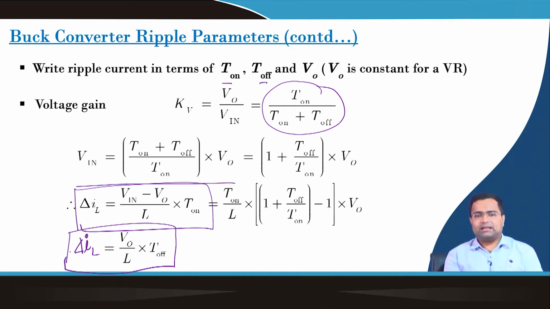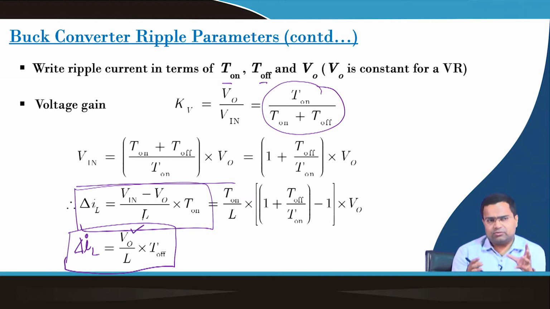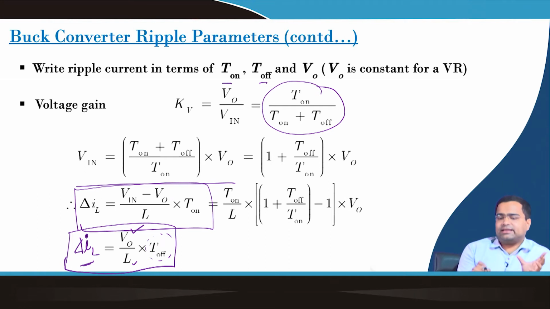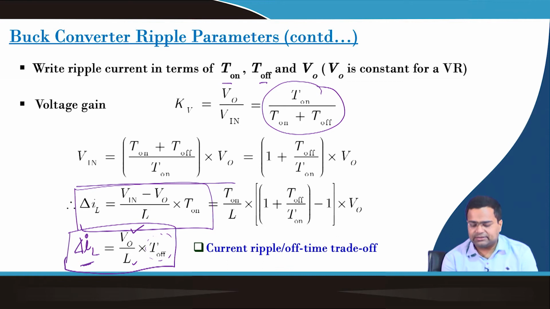So, this can be derived. What it shows is that the inductor current ripple depends on the output voltage, which in this case we take to be constant. The inductance value is almost fixed, we have already discussed, but now there is the off time. Depending upon the off time, the ripple inductor current can vary. If the off time increases, the ripple current increases. So, there is a trade-off between ripple current and the off time, but the off time is not in our hand because it depends on the voltage gain.